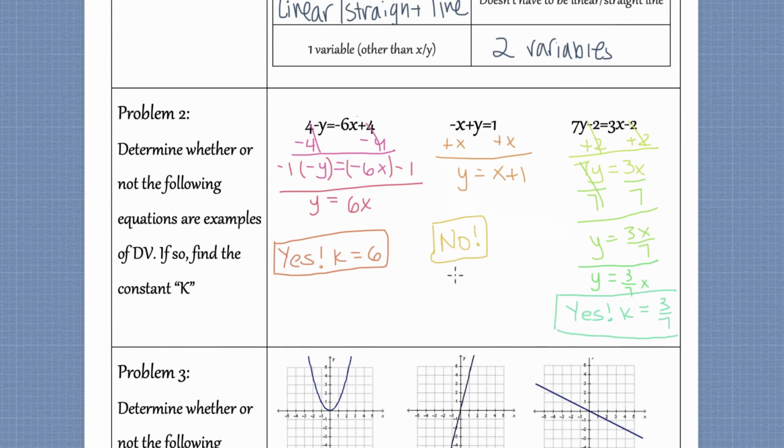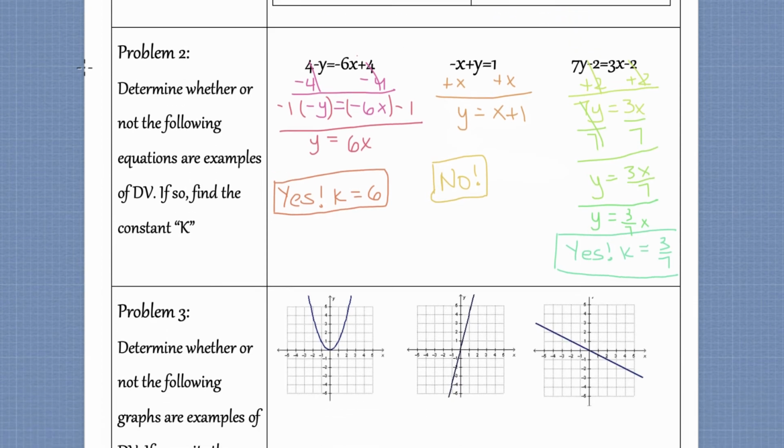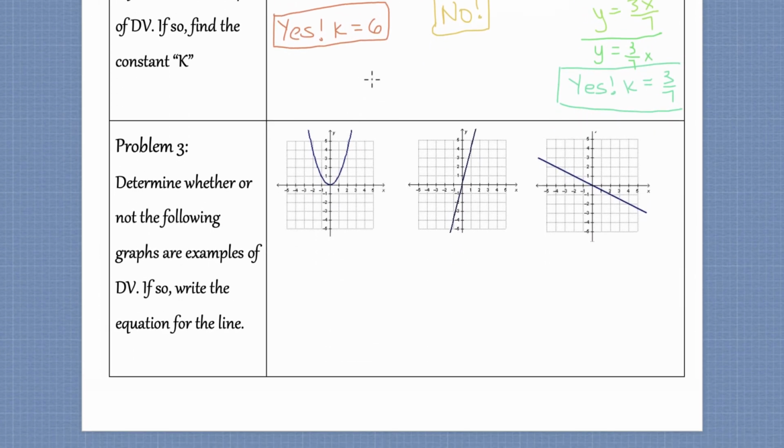Now that we've practiced direct variation equations, let's move on and look at direct variation graphs. So problem number 3 says determine whether or not the following graphs are examples of direct variation. If so, write the equation for the line. If you remember the conditions for direct variation on graphs, it's that 1, it has to pass through the origin, and 2, it has to be a completely straight line.